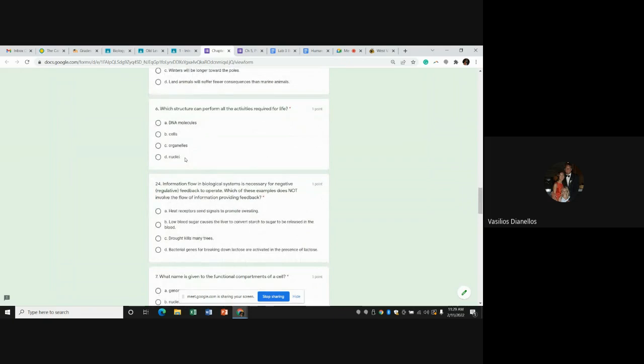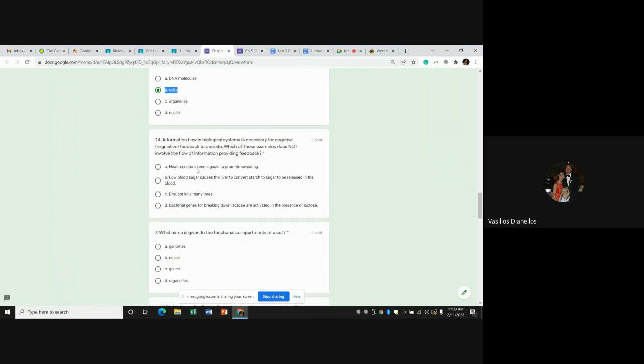Which structures can perform all the activities required for life? You should know this. The answer is simply cells, right? DNA molecules make up cells. Organelles make up cells. The nucleus is a part of the cell, but the answer is cells, right? All the parts of a cell by themselves cannot perform all the activities required for life. It is the cell itself that can do that. That is the answer. That is one of the properties of life.